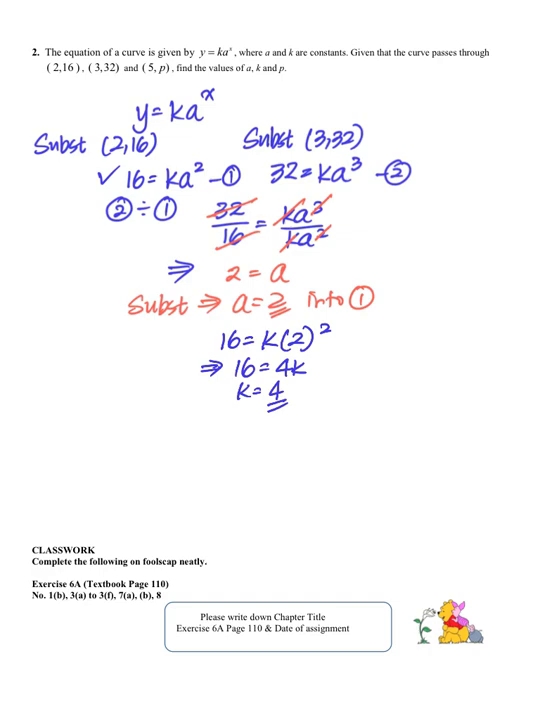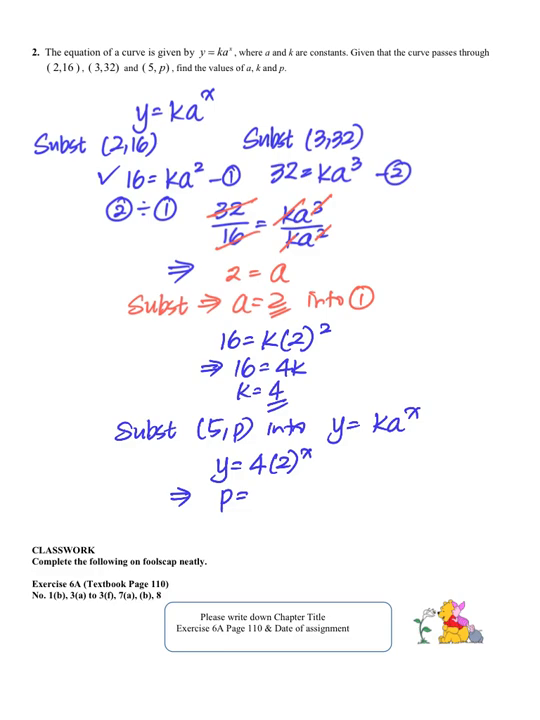So finally, how do I find p? So you substitute (5, p) into y equals to k a to the power x. So you know that k is 4, right? And a is 2. So therefore, y equals to 4 times 2 to the power x, right? So now, p is y, right? And then x is 5. So this will be 4 times 32. Okay, 4 times 32 is 128.